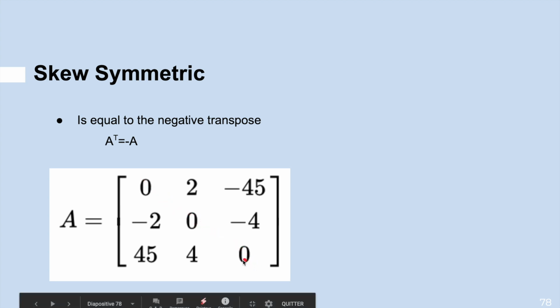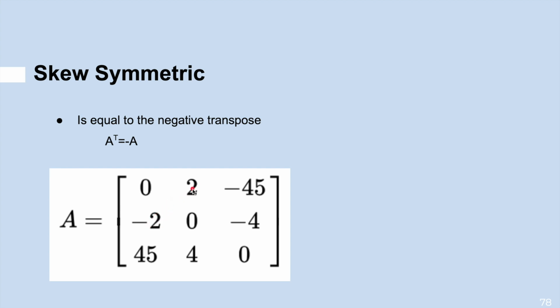If I were to take the transpose of this, I take row 1 and it becomes column 1. And you see that the 2 and the negative would just switch signs. And that is it.